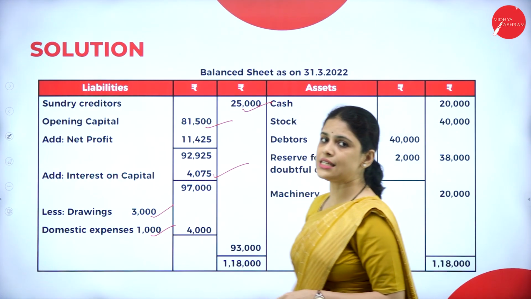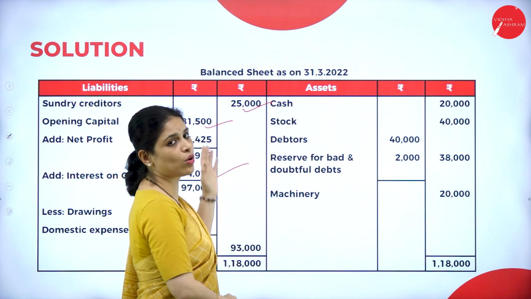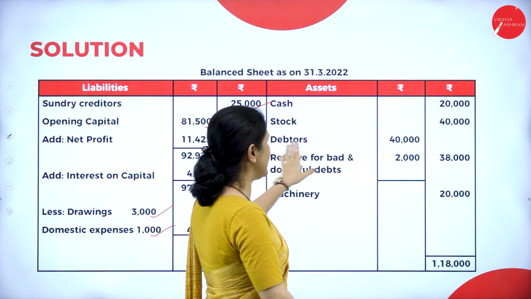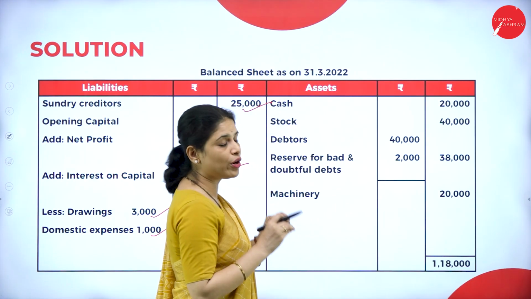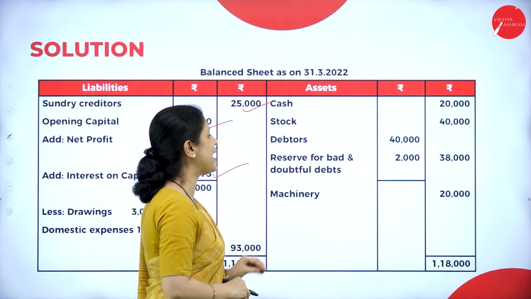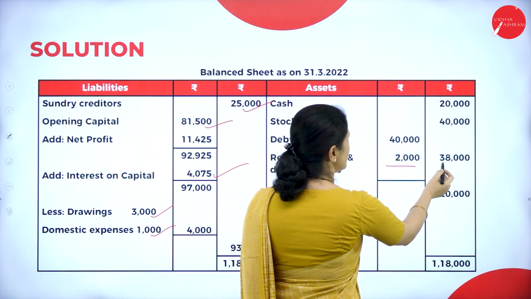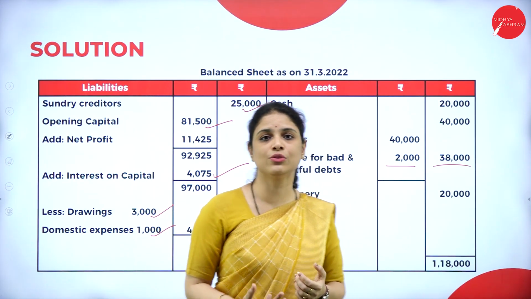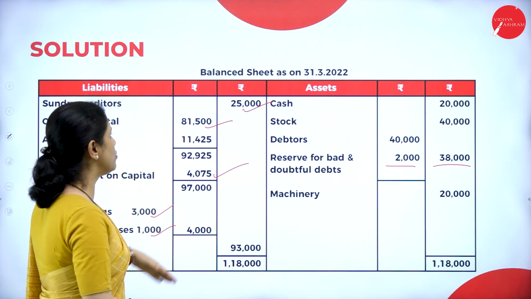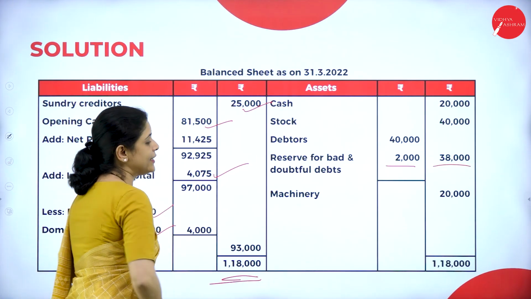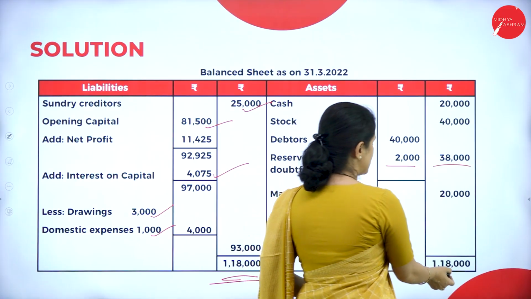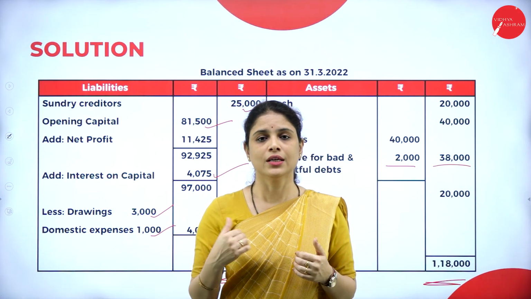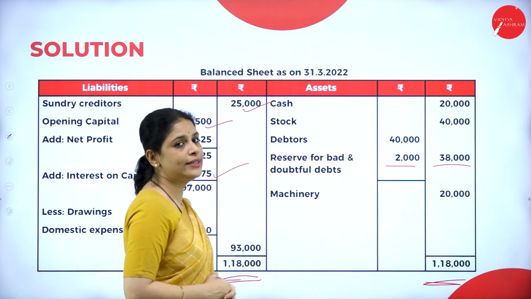Now let us go to the asset side. Cash is 20,000, that is the closing balance of cash book. Stock is 40,000, that is closing stock. Debtors 40,000. From that what we have to do? We have to deduct the reserve for bad and doubtful debts. That will be 2,000. It will come 38,000. Machinery, the closing balance is given, that is 20,000. When we total both the sides, liability side is 1,18,000 and the asset side will be 1,18,000. So this is all about the balance sheet. So balance sheet got tallied here.